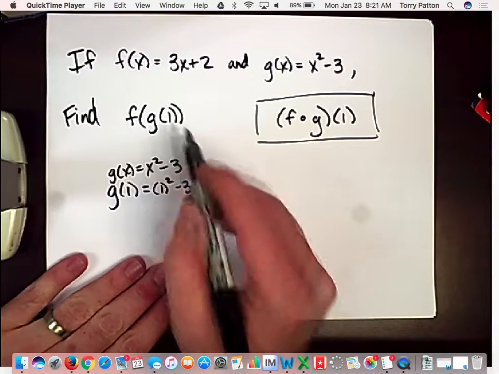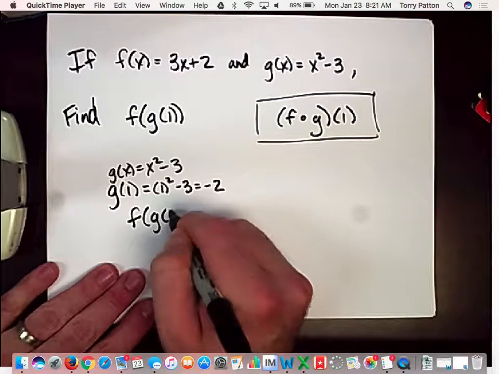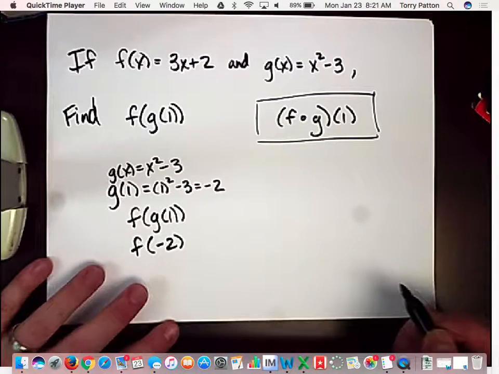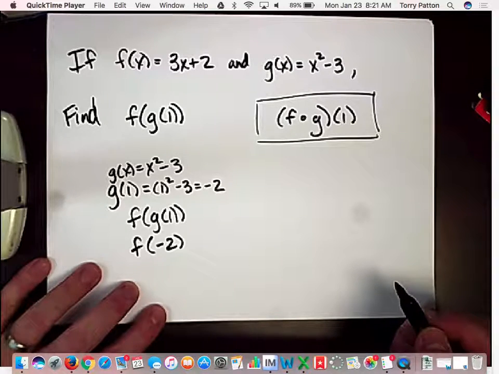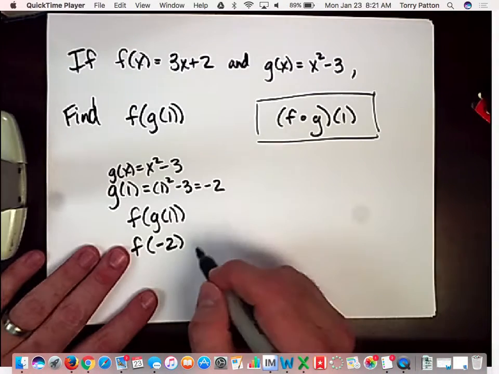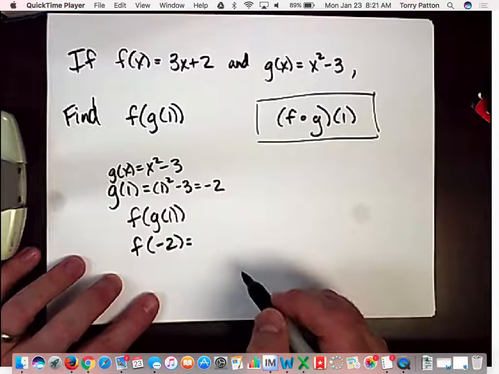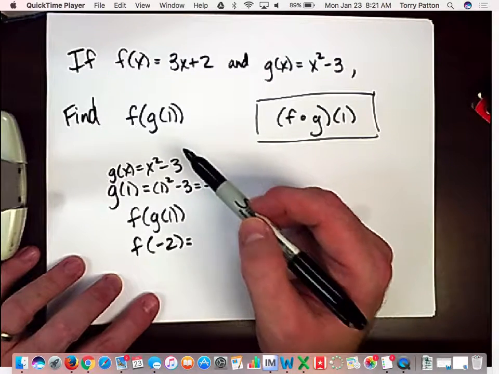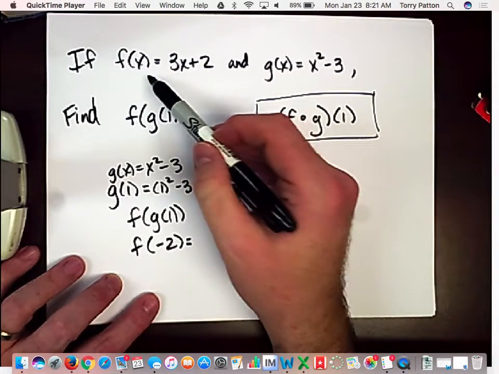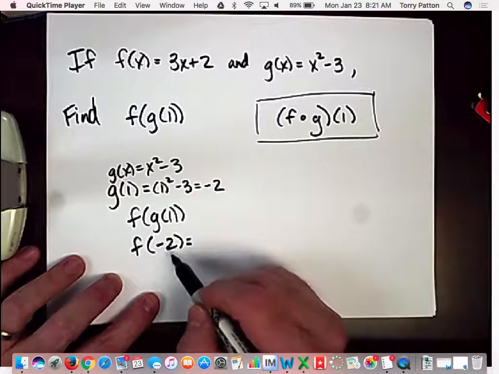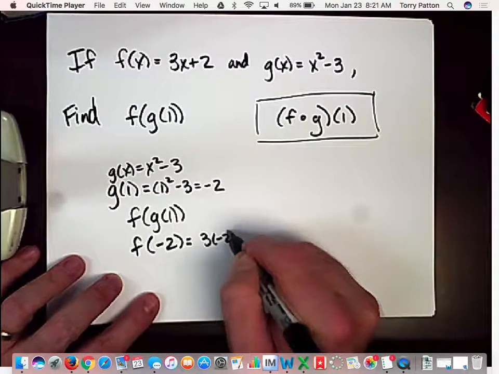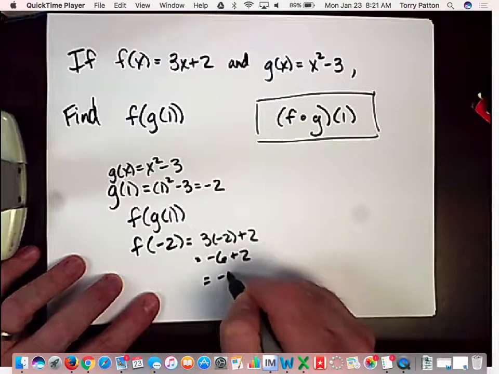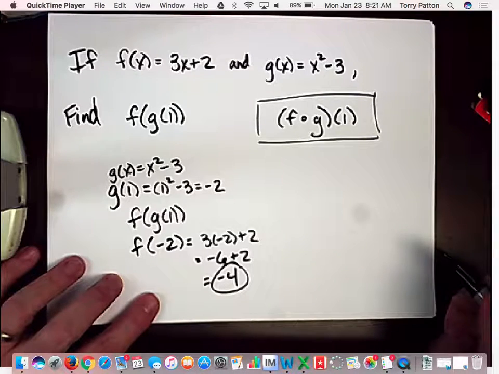So in place of g of 1, what can we write? Negative 2. And this now becomes f of negative 2, which everybody can do. What would that be? f of anything, yeah, well, back up. How'd you get that? f of anything is 3 times anything plus 2. So f of negative 2 is 3 times negative 2 plus 2, which would be negative 6 plus 2, which is negative 4. And that would be your answer. Okay?